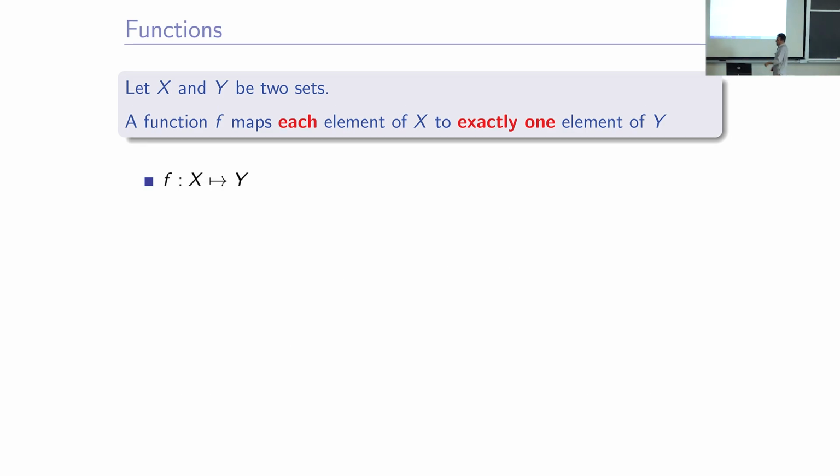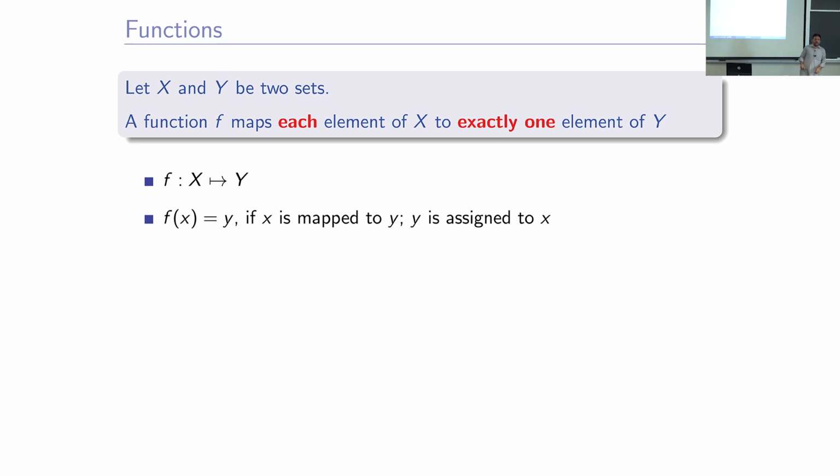So, this is the notation: when you have a function from X to Y, we write it as f colon X to Y. In LaTeX you will write f, backslash rightarrow, backslash mapsto, Y, this will give you this.